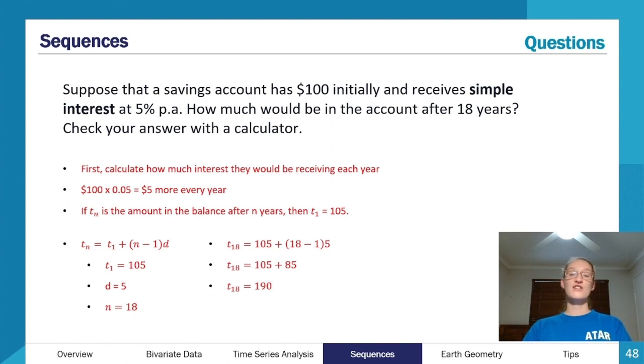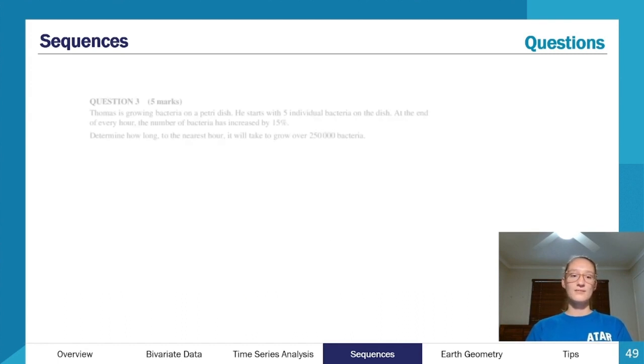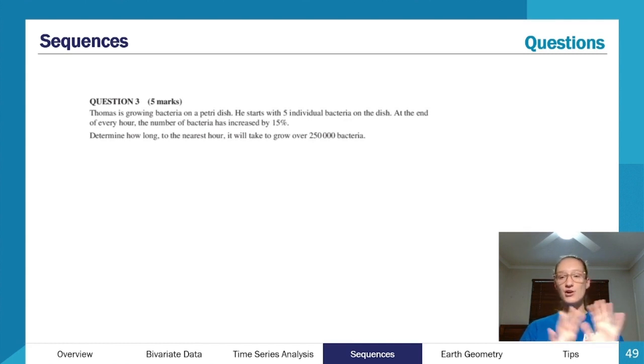which again, you can double check using calculator recursion. So I'd encourage you to try that on your calculator now to make sure you've got the hang of that. So therefore, after 18 years, there'd be $190 in the account. Awesome. So we don't have too much time left, so I'm not going to go through this question here. But again, it is in the slides, so feel free to have a look at it.